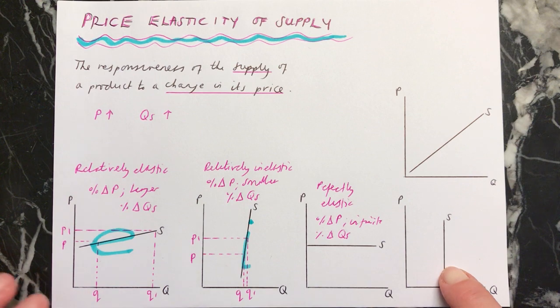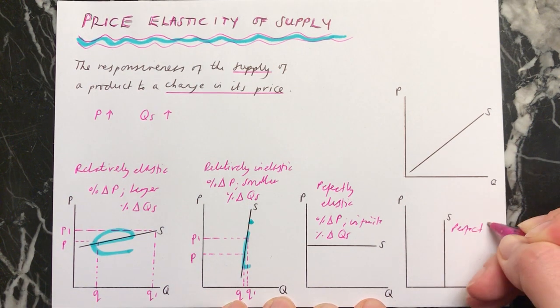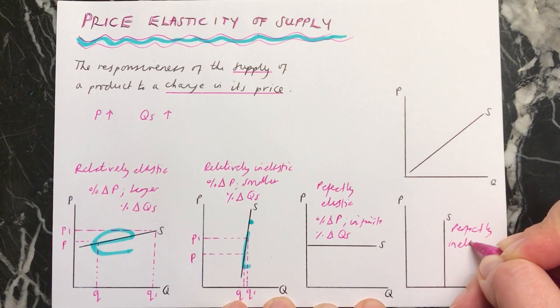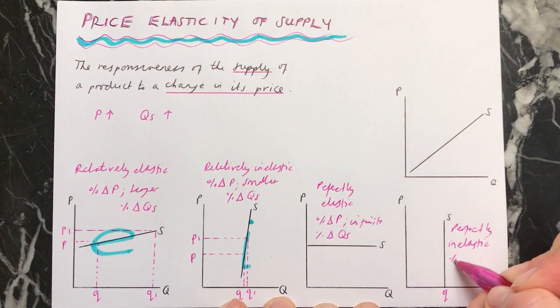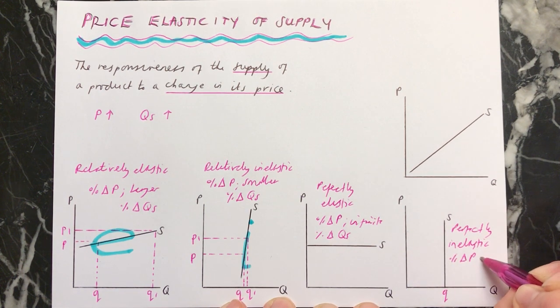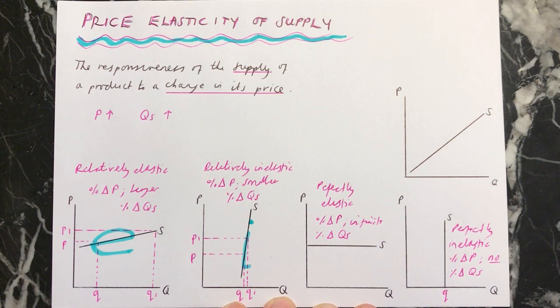This curve here is perfectly inelastic. And you can see here, it doesn't matter what the price is, the quantity supplied is always this much. It's essentially stuck at Q. So this would mean that a percentage change in price causes no percentage change in the quantity supplied. So no matter what, the quantity supplied is exactly the same.